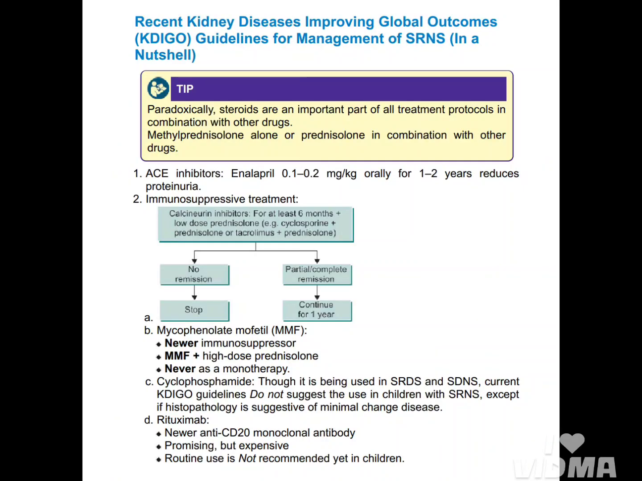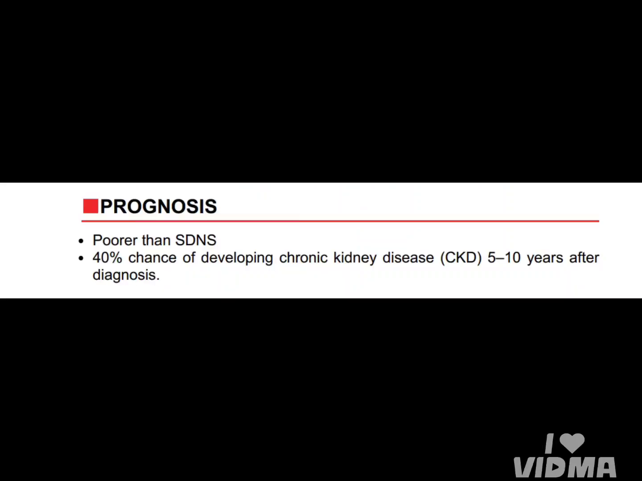Recent Kidney Disease Improving Global Outcomes, KDIGO guidelines for the management of SRNS. In a nutshell, paradoxically, steroids are an important part of all treatment protocols in combination with other drugs: methylprednisolone alone or prednisolone in combination with other drugs. One is an ACE inhibitor in order to reduce proteinuria. Second is immunosuppressive treatment, various drugs which were discussed earlier. Prognosis is poorer than SDNS, with a 40% chance of developing chronic kidney disease, CKD, 5-10 years after the diagnosis. Okay, thank you.